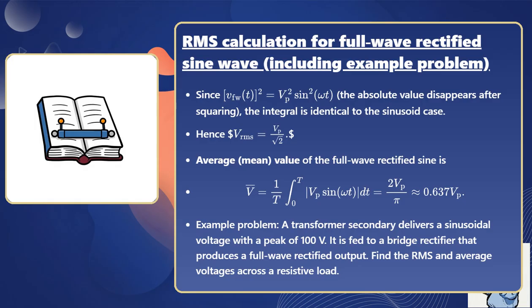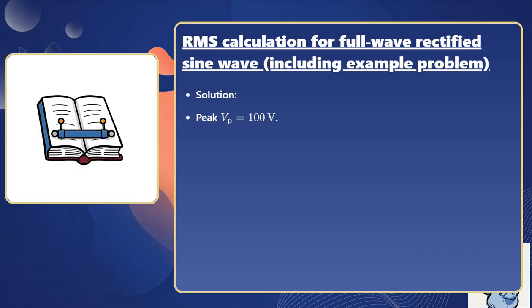Example problem: a transformer secondary delivers a sinusoidal voltage with a peak of 100 volts. It is fed to a bridge rectifier that produces a full wave rectified output. Find the RMS and average voltages across a resistive load. Solution: peak V sub p equals 100 volts. RMS: V sub RMS equals 100 divided by square root of 2, equals 70.7 volts. Average: V bar equals 2 times 100 divided by pi, equals 63.66 volts.